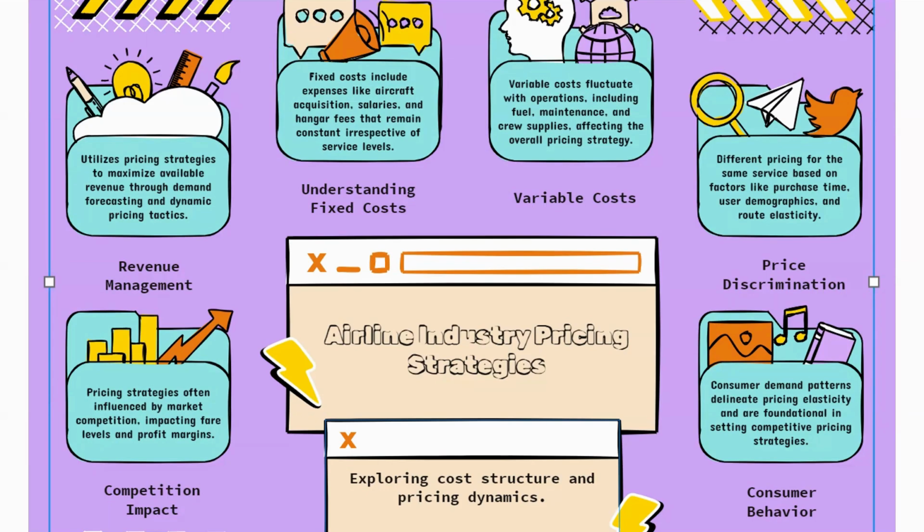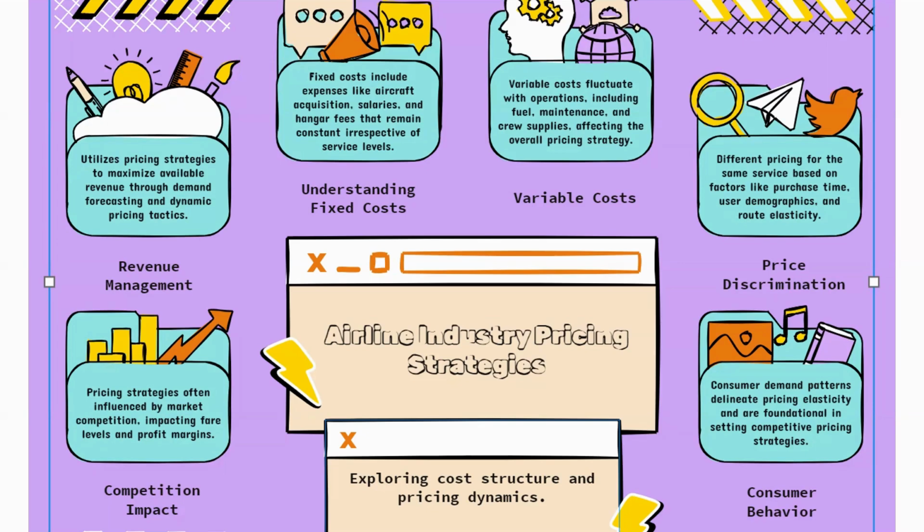So what is revenue management? Revenue management refers to utilizing pricing strategies to maximize available revenue. So in addition to fixing cost, we'll also ensure that the available revenue is maximized. We need to forecast demand and have dynamic pricing tactics in a way that even if our aircraft goes non-operational for a particular period of time, we will still have liquid cash in hand. We'll still have cash with which we can manage our fixed costs. So we shouldn't price at a point where we do not have liquid cash. So revenue management also has a significant role to play.